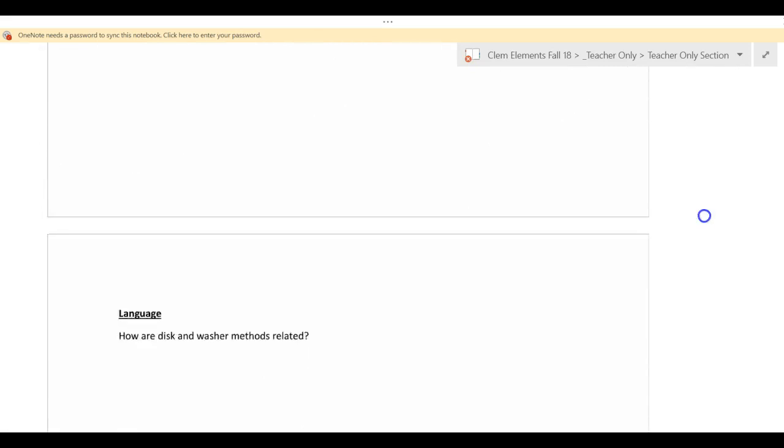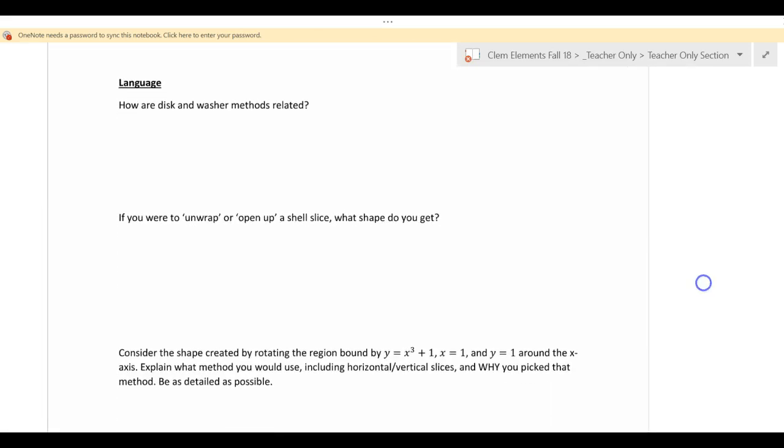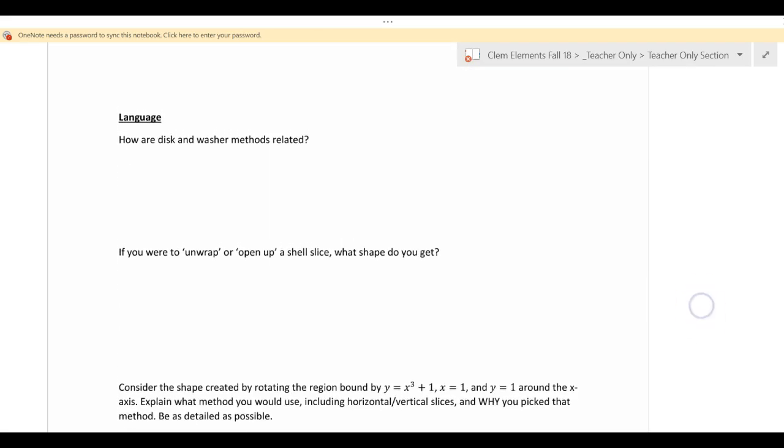All right, that one's kind of different for everyone. How or what are disk and washer related? Well, washer is just two disk problems together, an inner and an outer one. You're basically doing an outer one, subtract with the inner one. There you go.